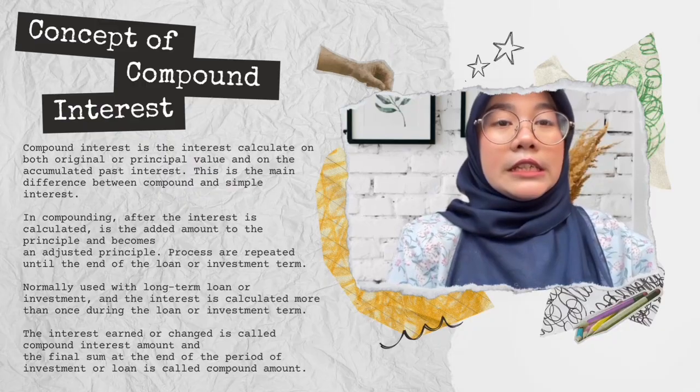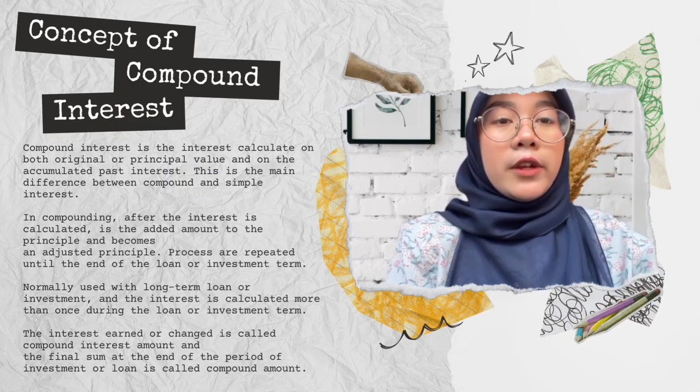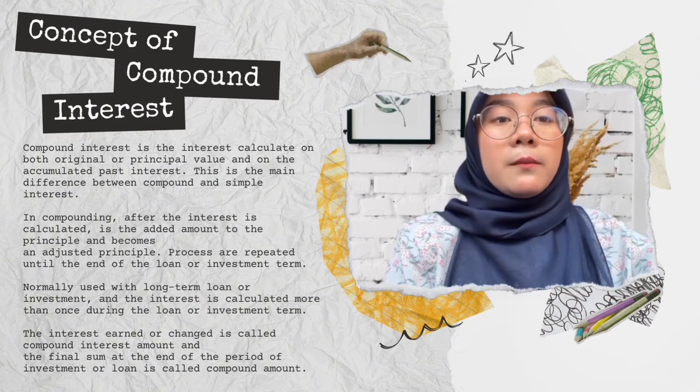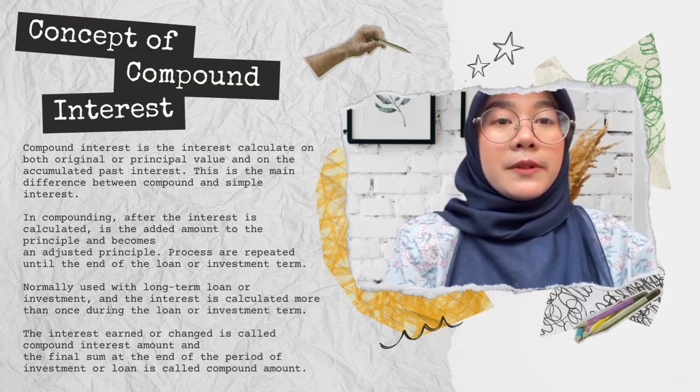Compound interest is the interest calculated on both the original or principal value and on the accumulated past interest. This is the main difference between compound and simple interest. In compounding, after the interest is calculated, the amount is added to the principal and becomes an adjusted principal. The process is repeated until the end of the loan or investment term.